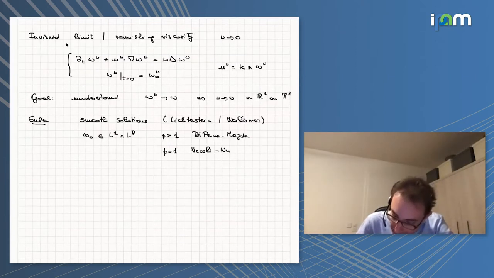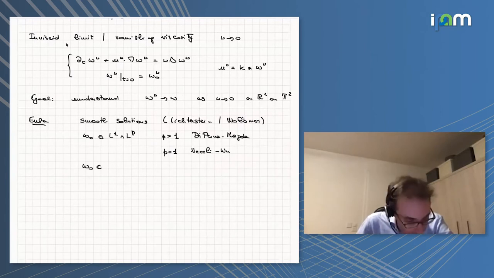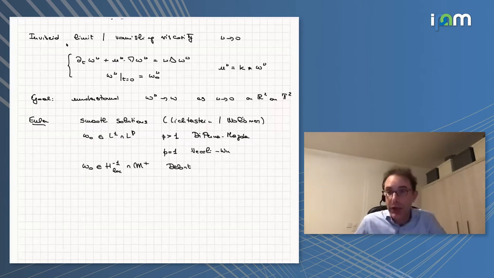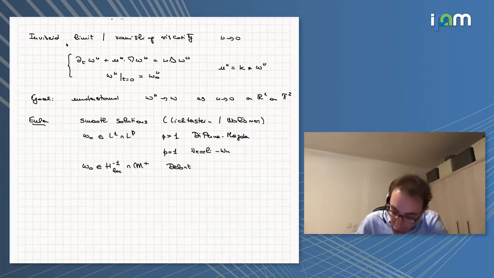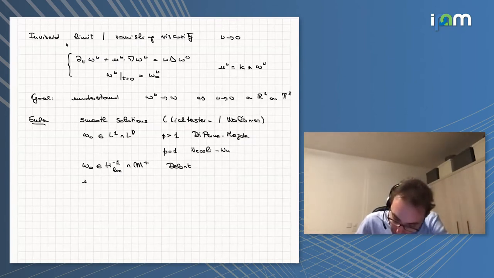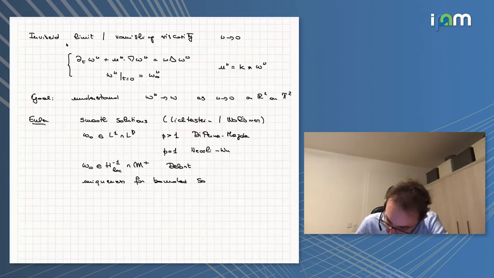We also have existence in the case of a positive measure in H minus one, due to Delort. These are just existence results, while for uniqueness, it is basically known only for the case of bounded solutions, and this is due to Yudovich.